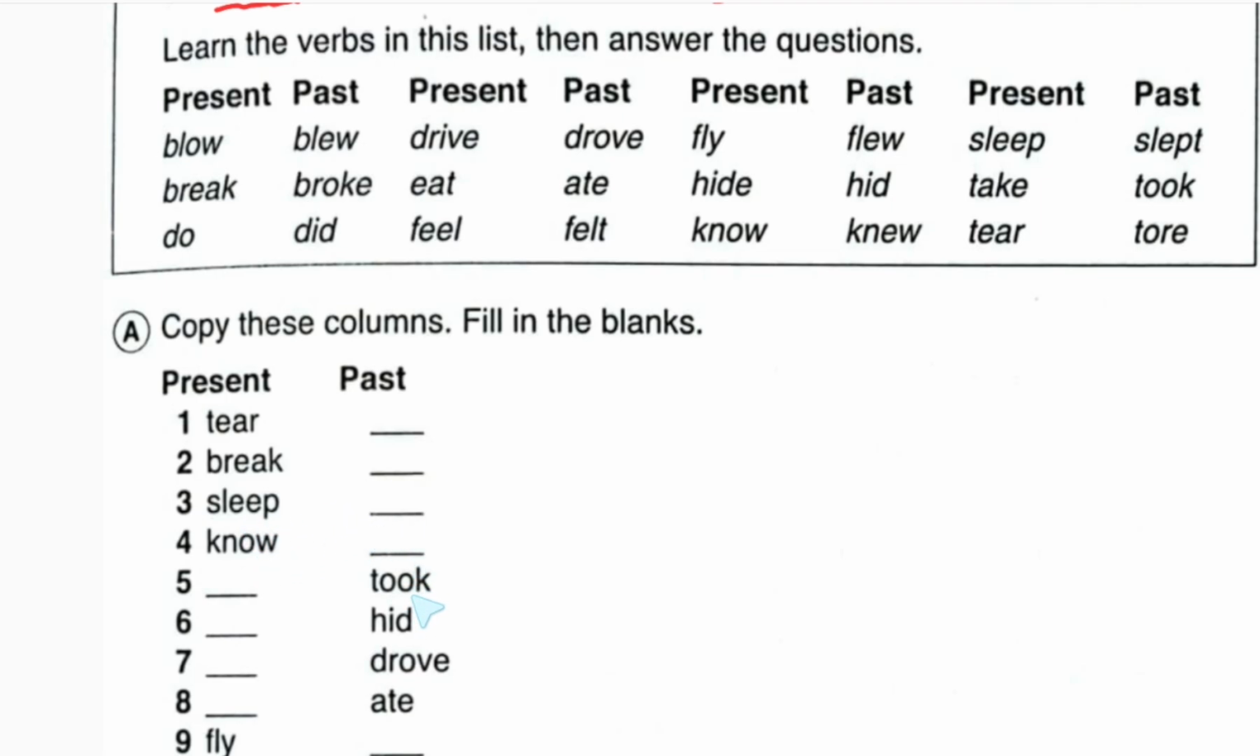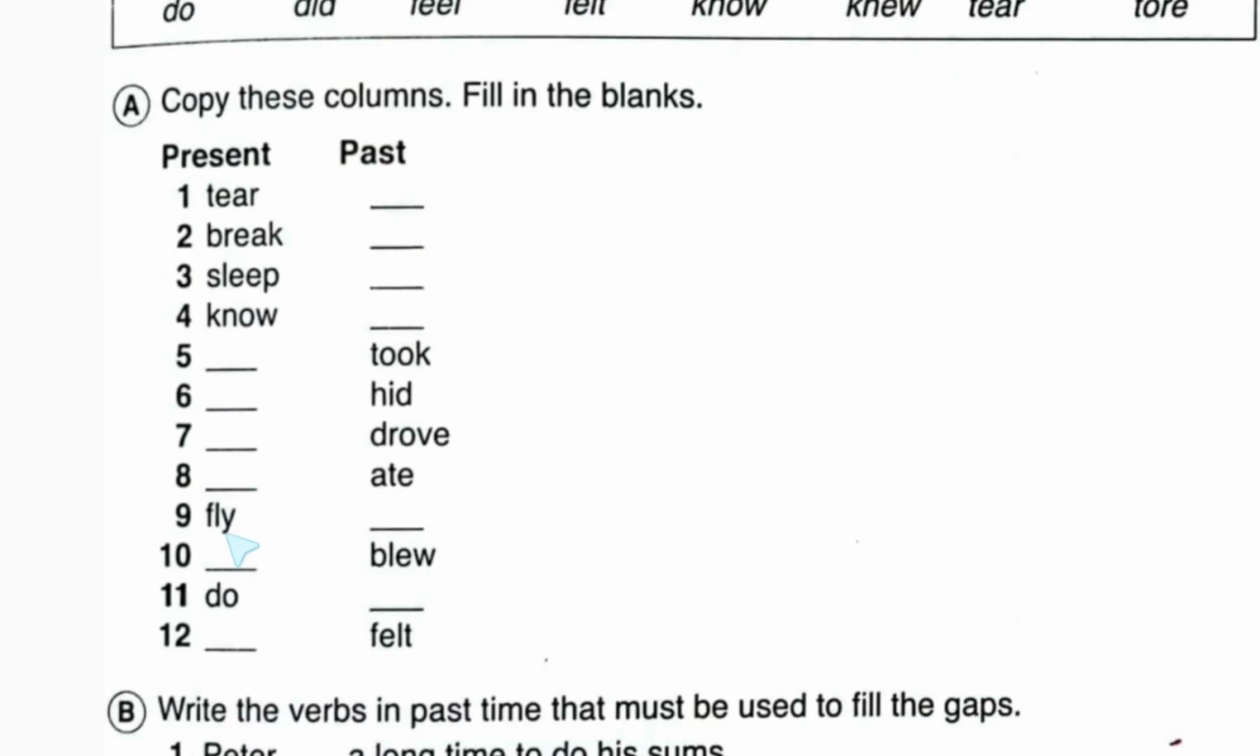Here past is given, so we have to write the present time of this. Took, it will be take. Hid, hide. Drove, drive. Ate, eat. Fly. Now this is the present time, we have to write past time of it. So what will it be? Fly, it will be flew.